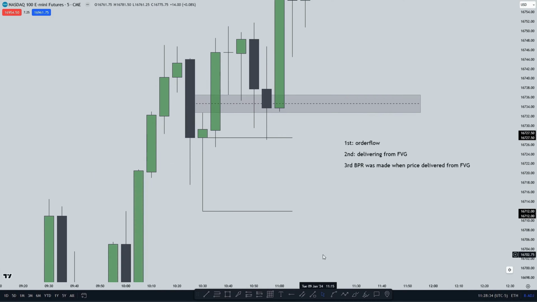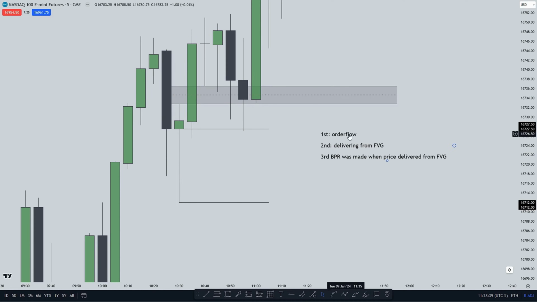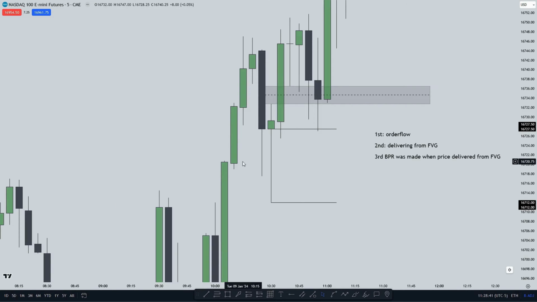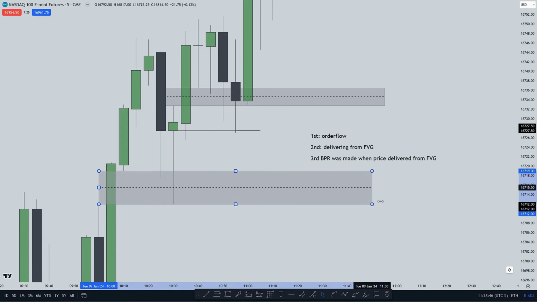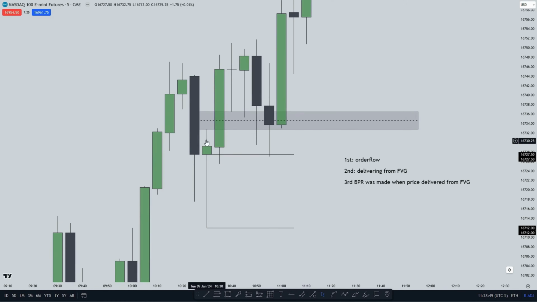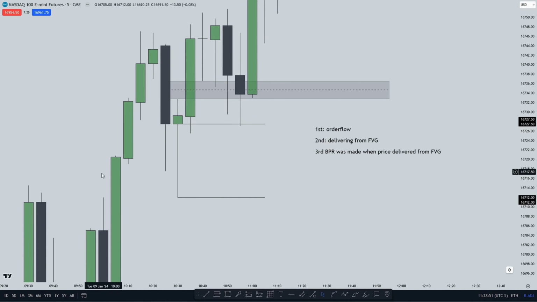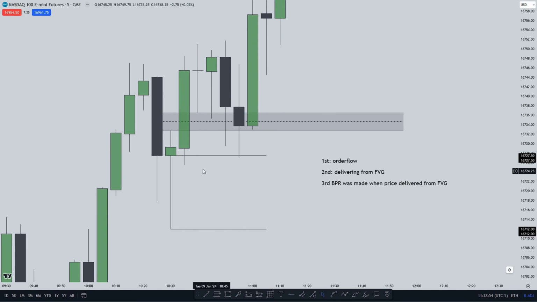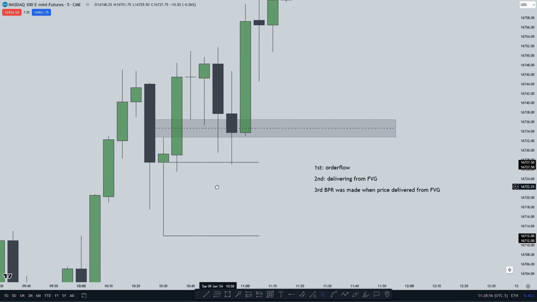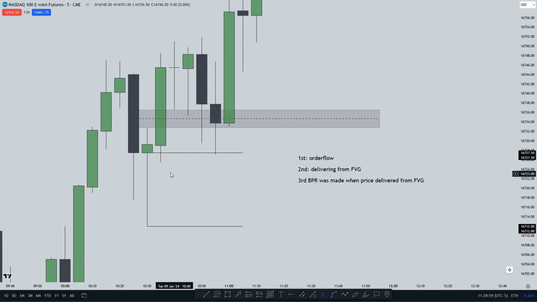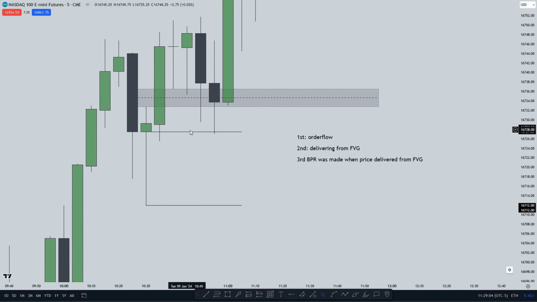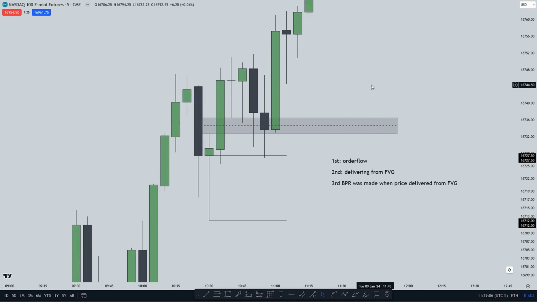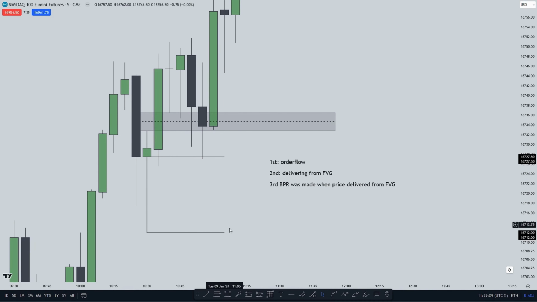rejection block. So some of the criteria we have with this rejection block right here is, first of all, the order flow is on our side, and second, we are delivering from a failure gap, as you see right here. And third, we made a balanced price range when we delivered from the failure gap or when we made the rejection block. And that is also an important signature that price is willing to go higher. And as you see, we didn't disrespect this balanced price range, and we came down, touched the rejection block, and reacted off it. So this, in my opinion, is a very great rejection block.